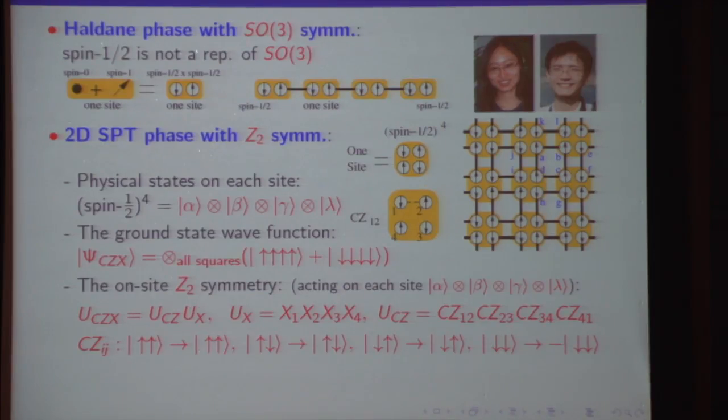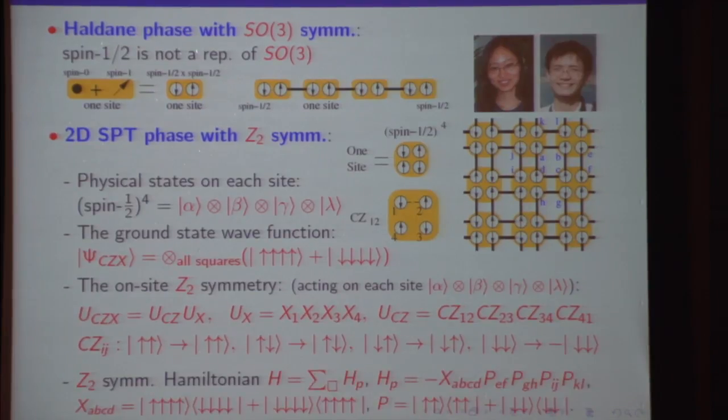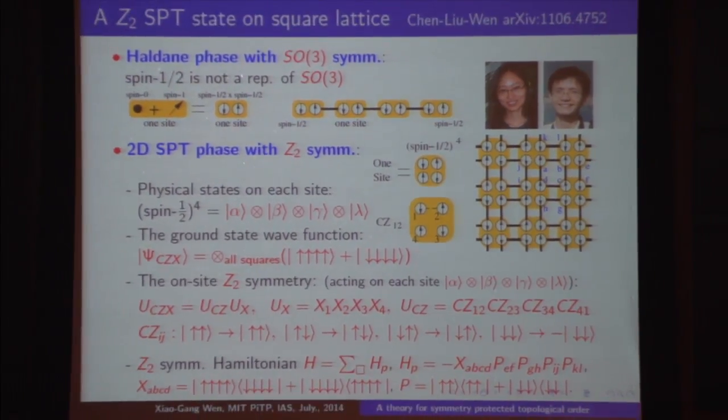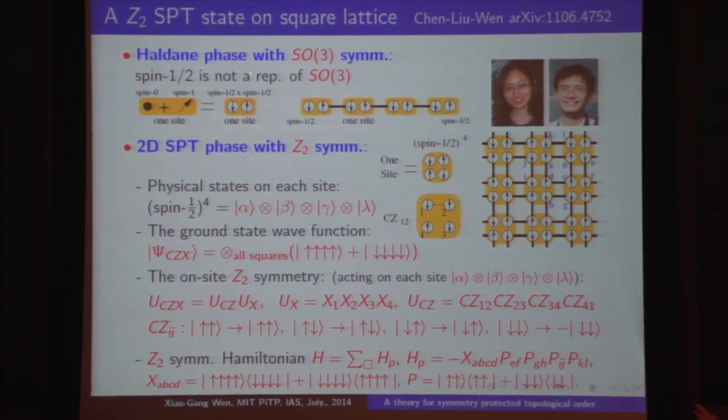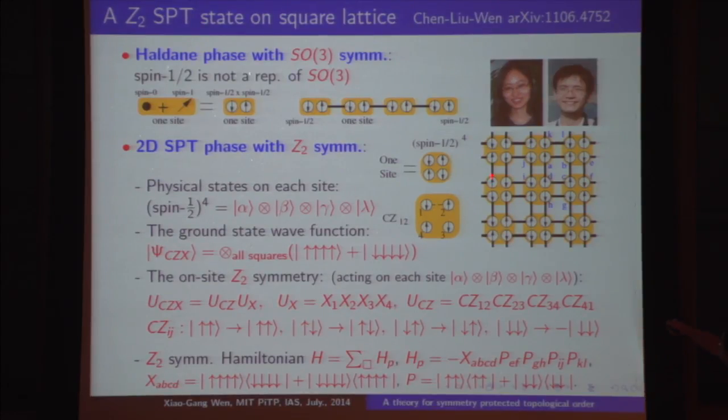And then you ask, do we have a Hamiltonian which realizes this ground state? The answer is yes. So certainly we have a Hamiltonian. It's very complicated, so I don't want to really go into detail of that. So this Hamiltonian, each HP, acts on this square four sites. And it contains a term which is X_a X_b X_c X_d, which basically flips spin, up to down. So it makes this favor this kind of combination in this black square.